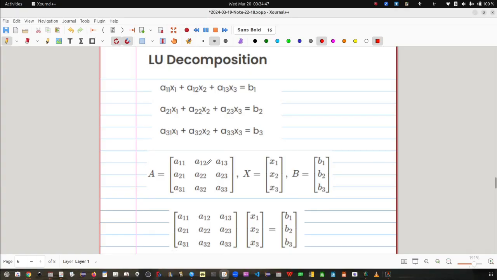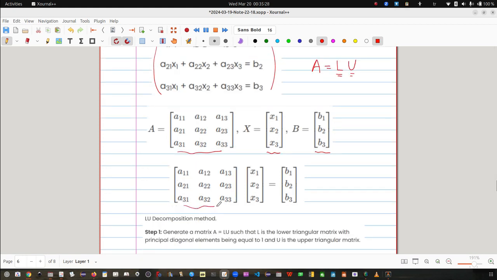So LU decomposition is another approach to solve the equations easily. The way we approach LU decomposition is that we have the matrix A divided into two portions. One is a lower matrix, one is an upper matrix. We will come back to it. Assume three equations, three unknowns, and we have a system of equations like this. Our coefficient matrix is A, the variables are X, and the right hand side is B, which means we can write it in the form of coefficient matrix times variables is equal to right hand side.